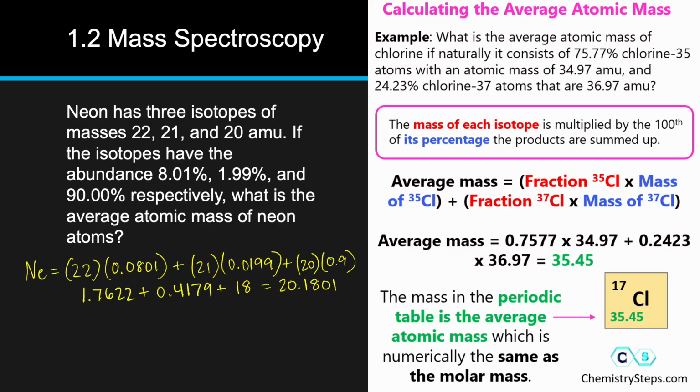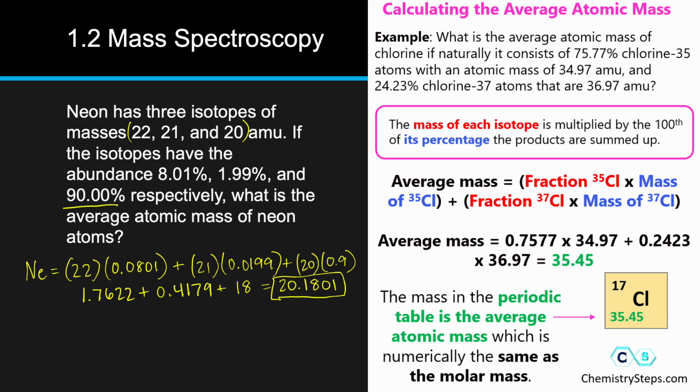So when we calculate that, we end up getting a weighted atomic average of 20.1801. Now this should make sense to us because we have 3 isotopes, 22, 21, and 20, which means our average atomic mass has to be between 20 and 22. And since our isotope of a mass of 20 is 90% abundant, we can assume that the average atomic mass is going to be much closer to 20 than it is to 22. So an average atomic mass of 20.1801 makes a lot of sense.